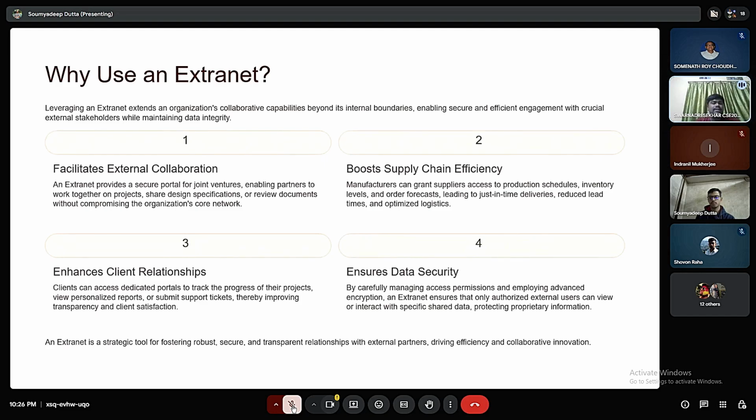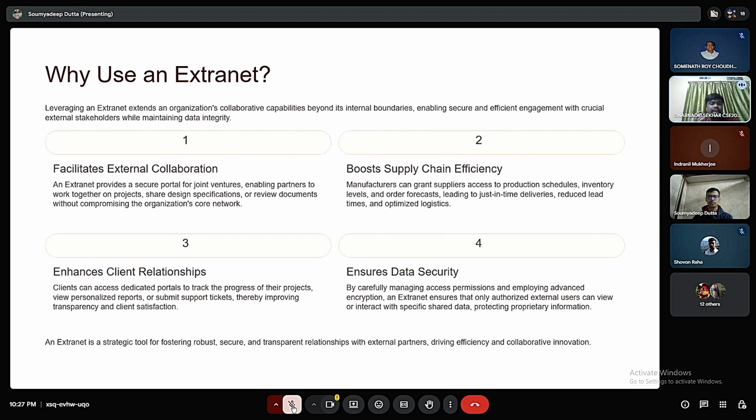So now let's understand why organizations use an extranet. An extranet allows companies to securely collaborate with external stakeholders like clients, suppliers, and partners. It helps in teamwork, working together on projects, sharing documents, and reviewing information without exposing internal system details. It also improves supply chain efficiency by giving suppliers access to schedules, inventory, and other details. That reduces delay and improves coordination.